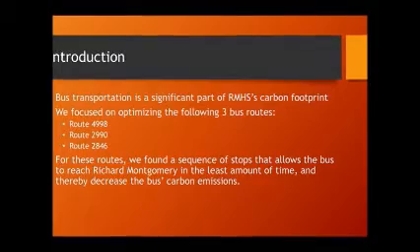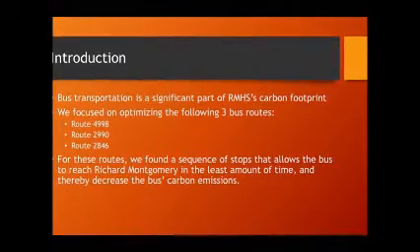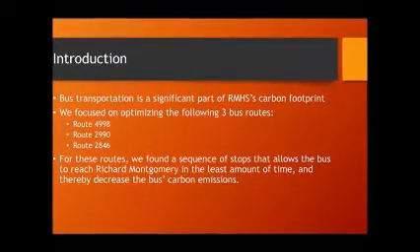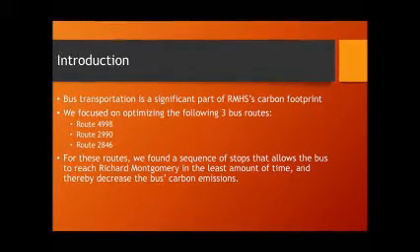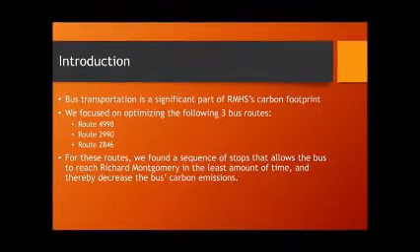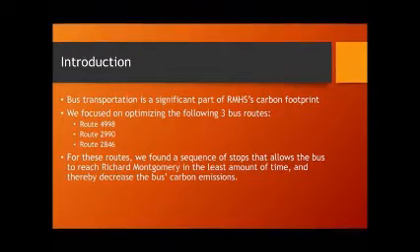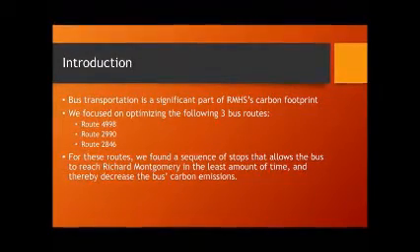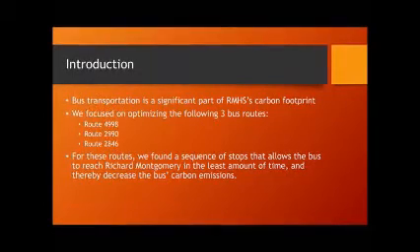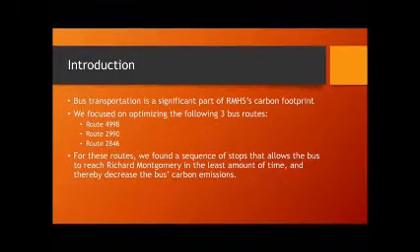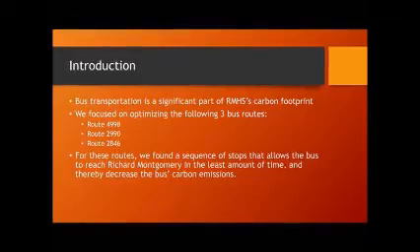Because of that, we are going to focus on three routes: Route 4998, Route 2930, and Route 2846. For these routes, we found a sequence of stops that allows the bus to reach Richmond Montgomery in the least amount of time and thereby decrease the bus carbon emission, which will be done by Siddharth.